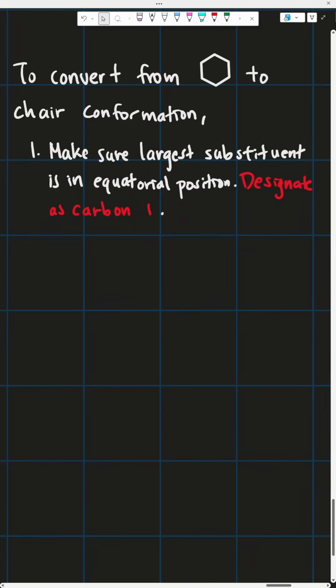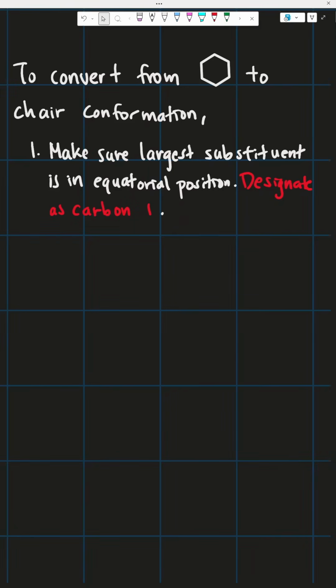To convert from the flat hexagon to a chair conformation, you want to first make sure the largest substituent is in the equatorial position. This way, you minimize steric strain. Designate that as carbon 1 so that you don't mess up when counting.